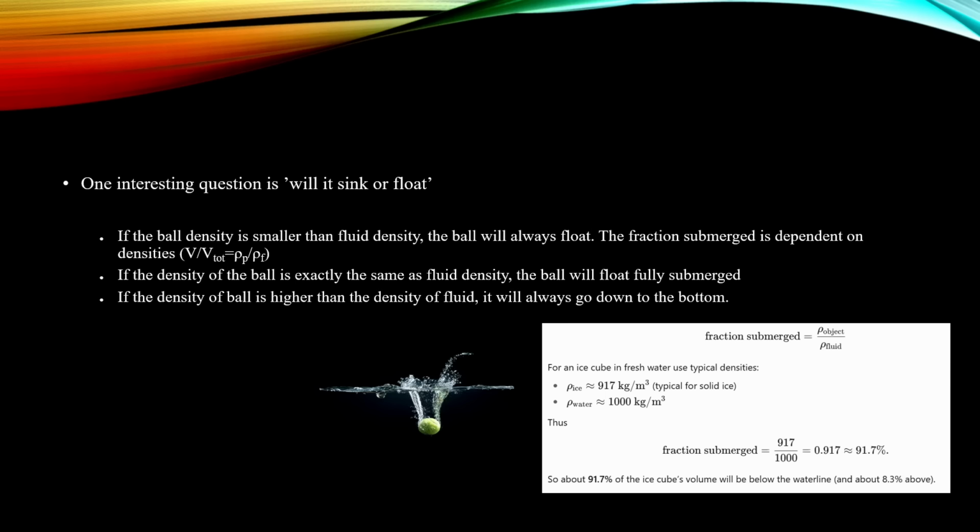The density of ice cube is 917 kilograms per cubic meter, and the density of water is 1000 kilograms per cubic meter. So the fraction submerged is almost 92%. You can visualize this case by adding some ice cubes on your water glass. Look at what happens.